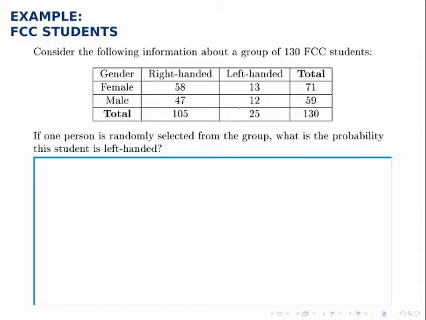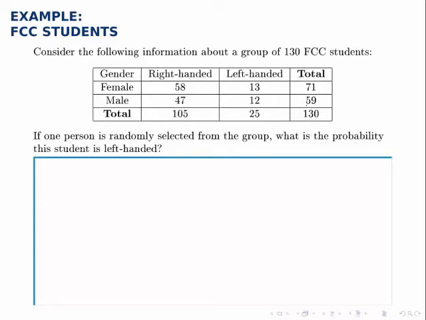We're also, helpfully, given these totals for each row and each column. If we weren't given those, we could easily find them. For instance, the total right-handed is simply the male right-handed plus the female right-handed. Adding those together, we get 105, and so on. You can add up each row and column. Once you have these totals, if you add together the two column totals, you get 130, and if you add together the two row totals, you also get 130. That's a nice check to make sure that everything works out and that you haven't added something incorrectly.